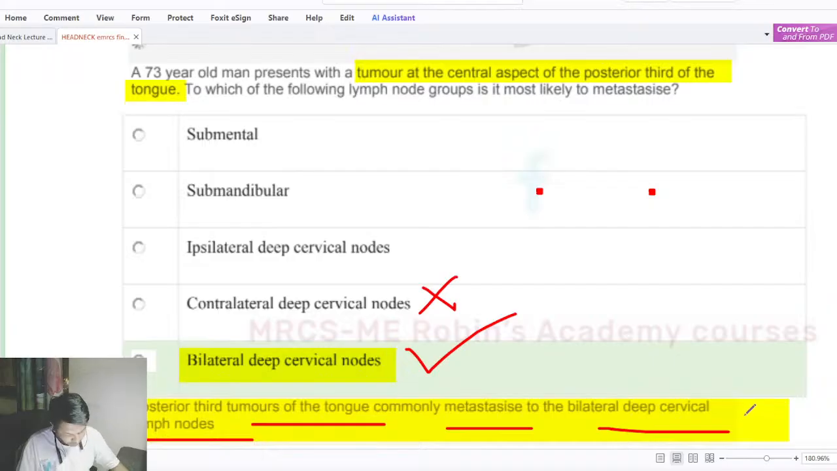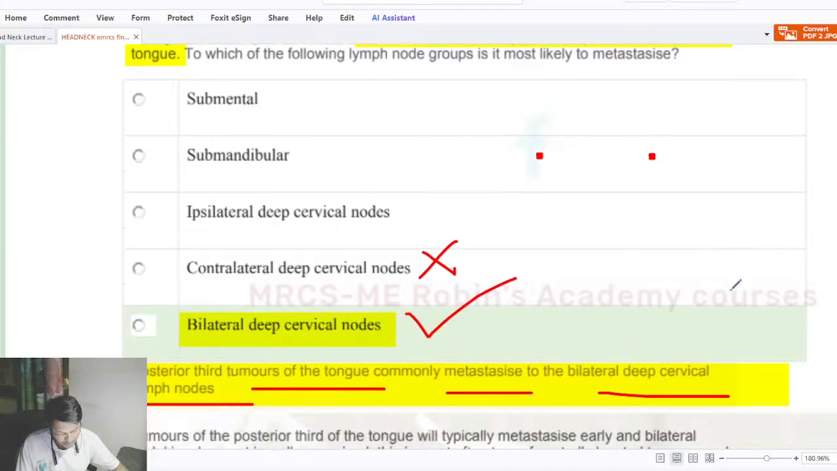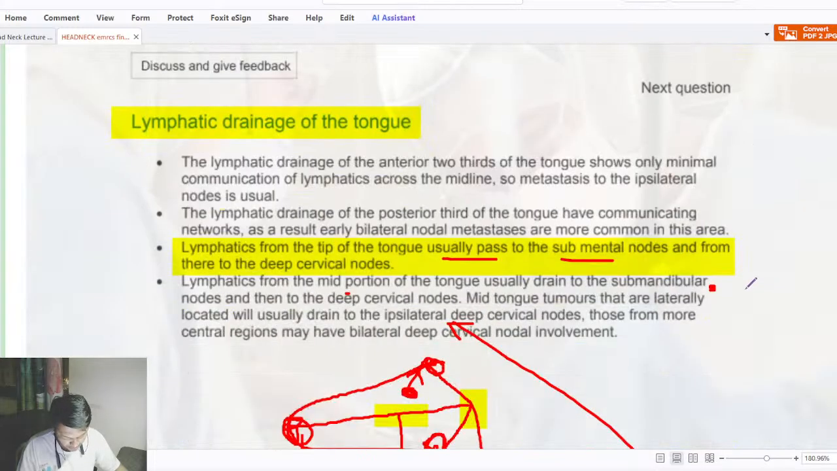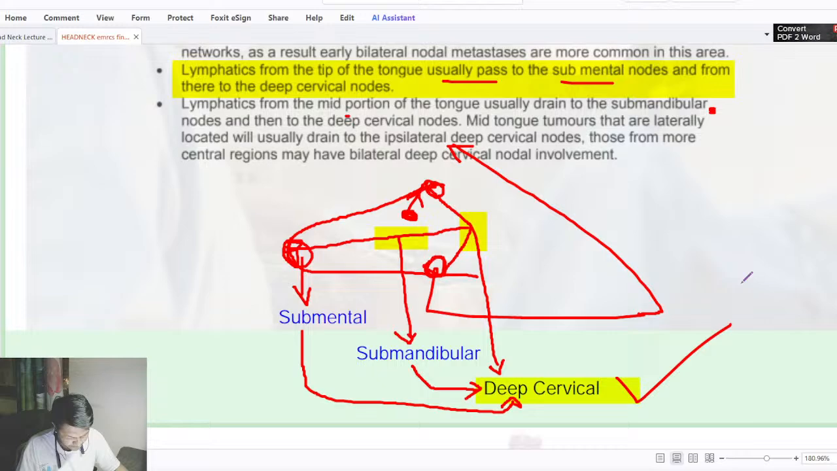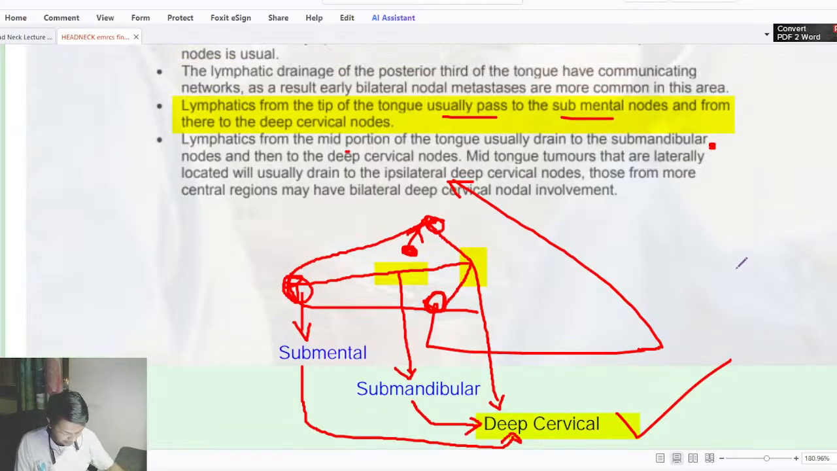A 73-year-old man presents with a tumor at the central aspect of the posterior third of the tongue. To which lymph node group is it most likely to metastasize? So this is bilateral deep cervical lymph node. The anterior third, the tip, is submental lymph node. The lateral is the ipsilateral. The central is the submandibular, and posterior is deep cervical.